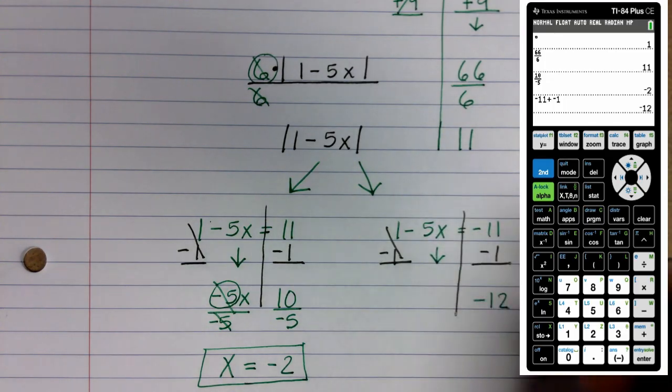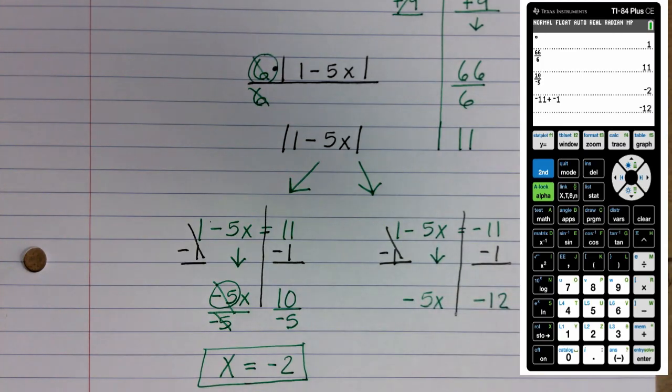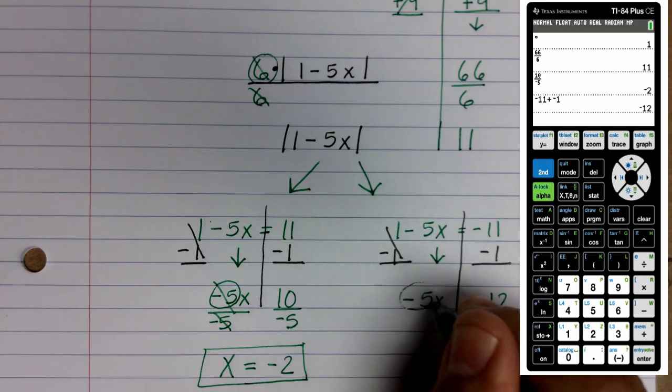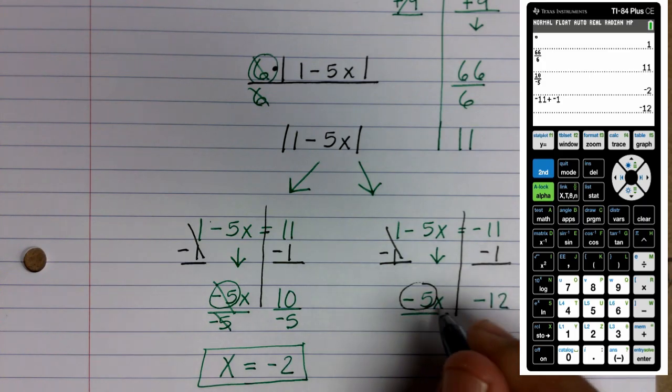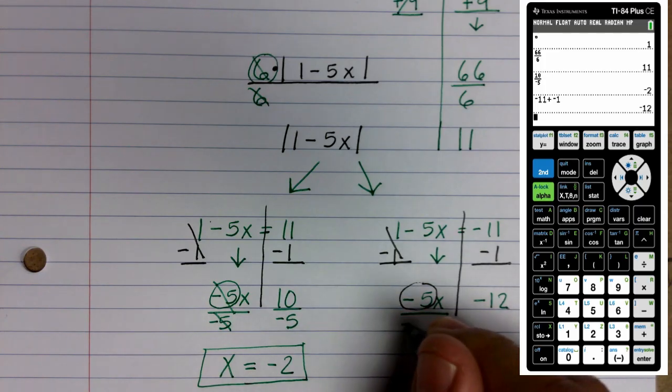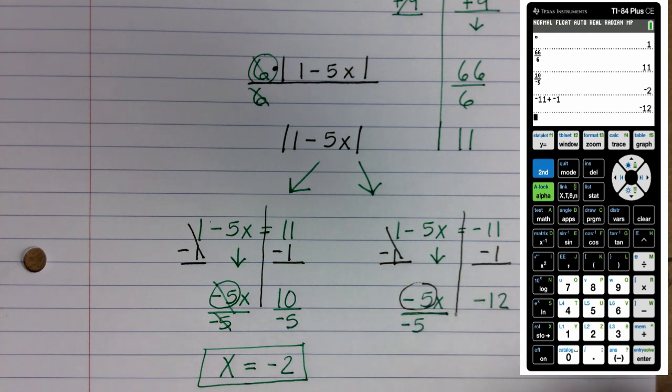I'm then going to go ahead and bring down my negative 5x. And the next step is I want to get rid of this negative 5, the coefficient of x. So I'm going to do that by dividing, because right now negative 5 is being multiplied to x. And the opposite of multiplying, or the inverse operation to multiplying, is going to be dividing. So I draw my fraction bar, meaning that I'm dividing, and I divide by negative 5.